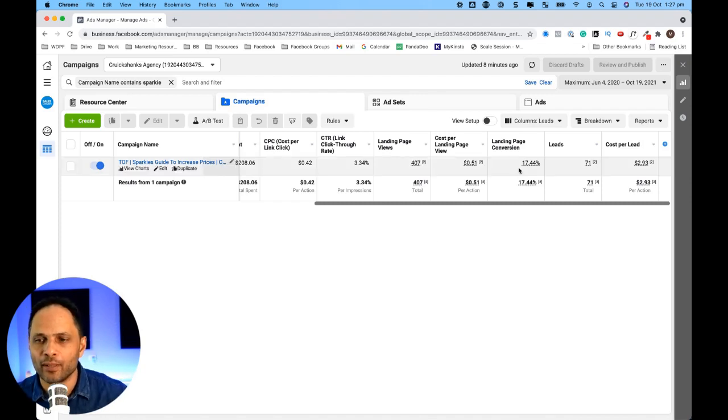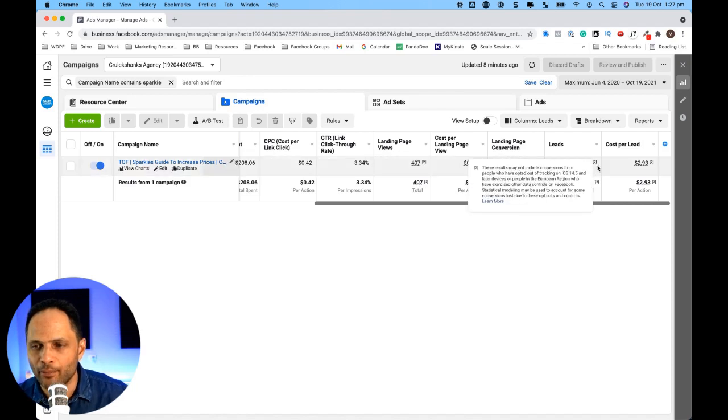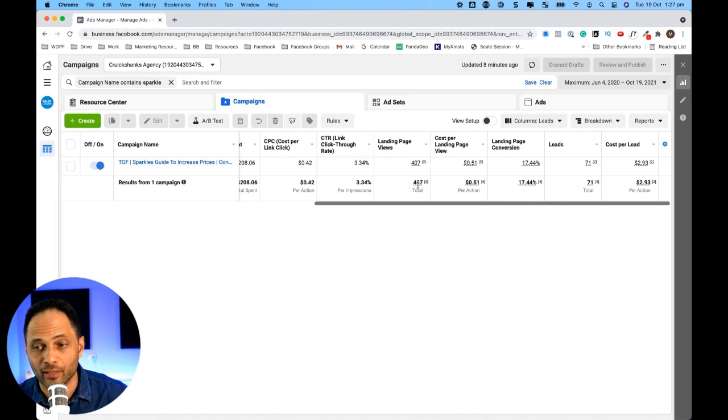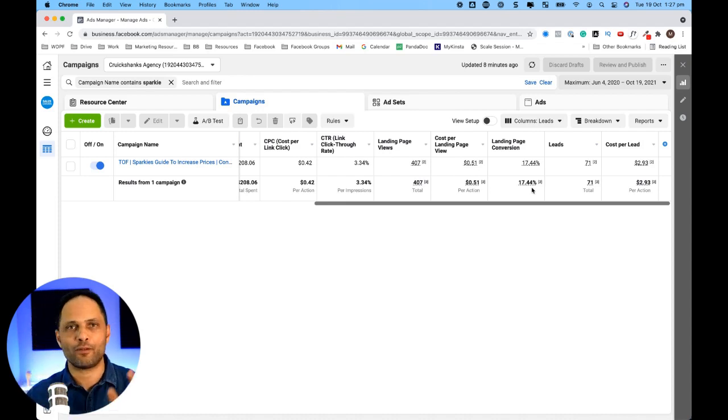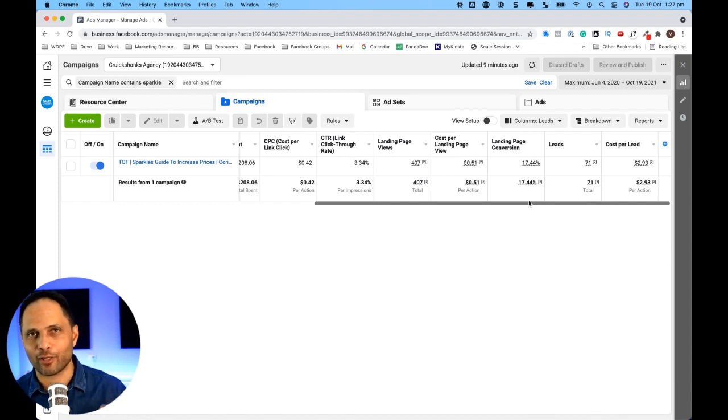This is pretty good. But the number I'm looking at is the number of leads, 71, divided by landing page views. How many people actually hit the landing page and how many signed up? That's 17.44%, that conversion rate. That's the first number. If that is between 15 and 50%, you're doing pretty good. This is at 17 and we're still doing really well. The cost per lead is $2.93. If we could double this and go from 17% to say 35%, we would then double the leads. That's how we can figure it out.